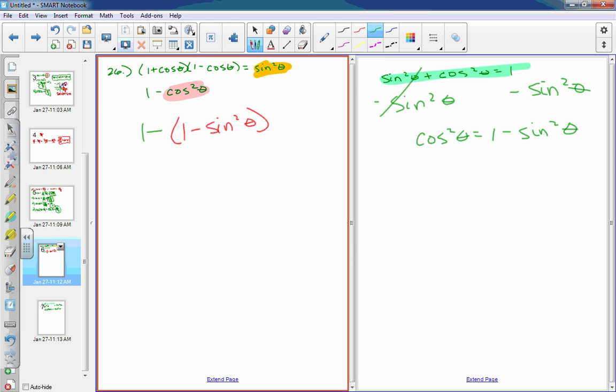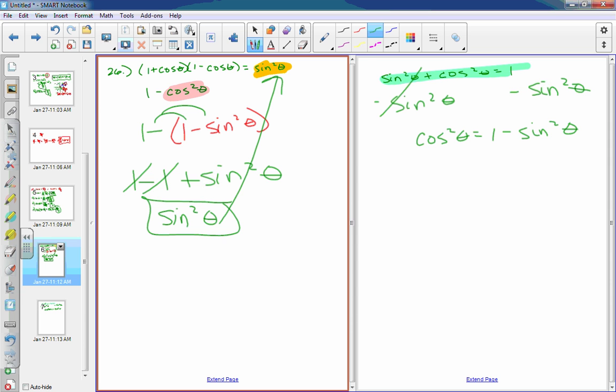Now, notice I put that in parentheses. Why did I put that in parentheses? I'm sorry? Because I'm not substituting one term, I'm substituting how many terms? 2 terms. So if I'm substituting in 2 terms, I need to make sure I'm putting parentheses around it so I can distribute that negative. So when I distribute, I have 1 minus 1 plus sine squared of theta, correct? What happens to your 1s? They cancel out, and I'm left with sine squared of theta, which is exactly what I wanted.